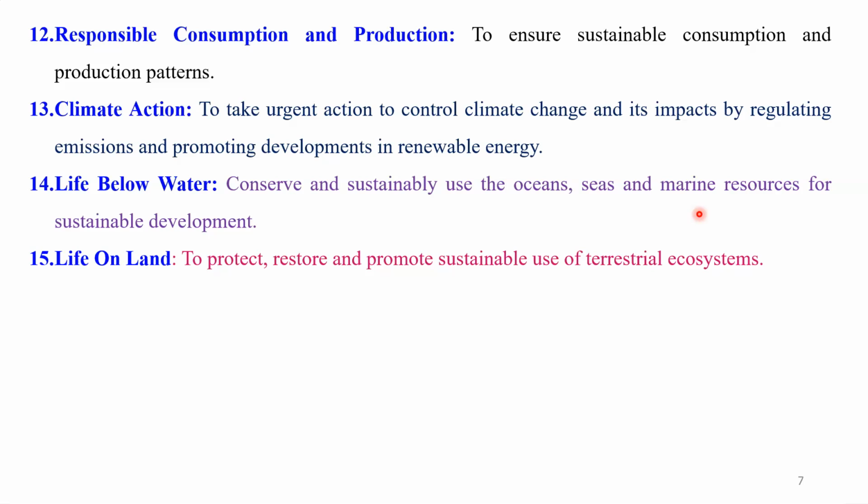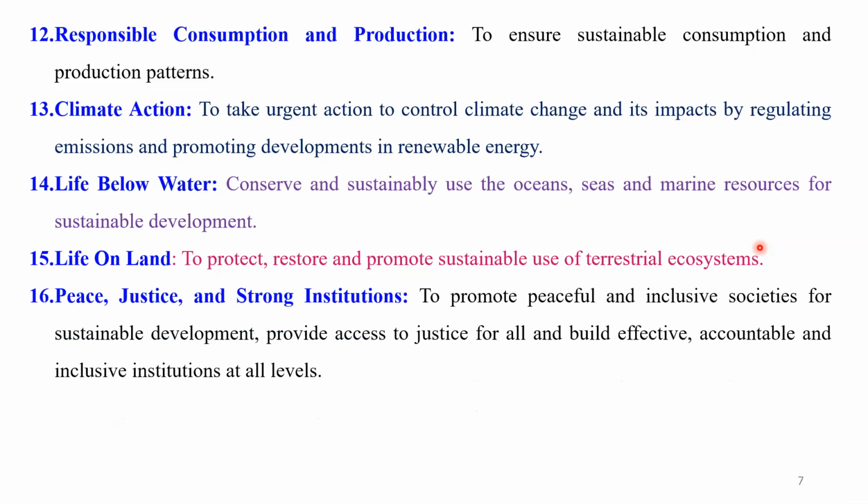Another important goal is life on land. Dear student, to protect, restore, and promote the sustainable use of terrestrial ecosystems is very important. You know that we have a lot of ecosystems present on the earth's surface, especially in the land area, and that is known as the terrestrial ecosystem. It may be the forest ecosystem, or the mountain ecosystem, or any other ecosystem. But if you are able to maintain the balance of these ecosystems, then definitely it will support the survival of all the biotic factors on the earth's surface. And for that purpose, life on land, this goal was decided to achieve in this conference.